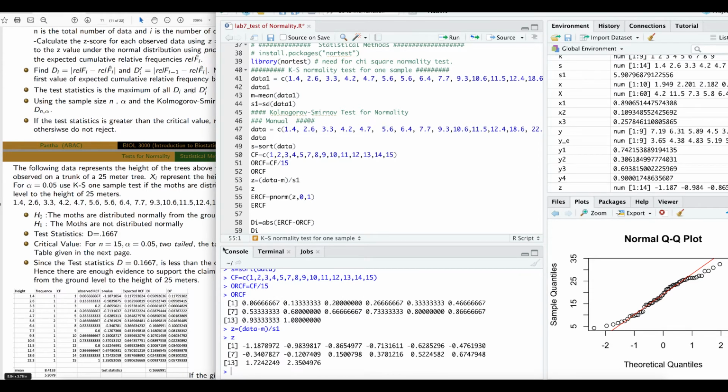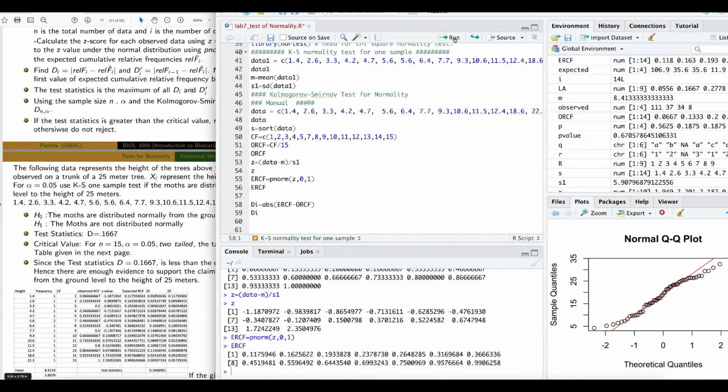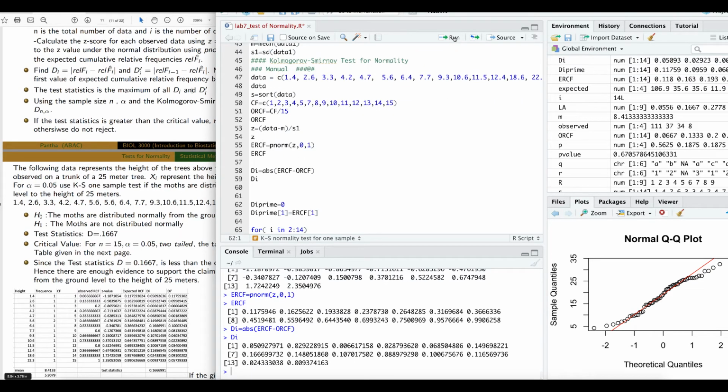Now to find the expected, you do pnorm of the G value, right? So pnorm of the G value will find the area to the left of those G values. That is the expected relative cumulative frequency. Now to find Di, it is the difference of expected minus observed, and the absolute value of that difference. That's what Di is.